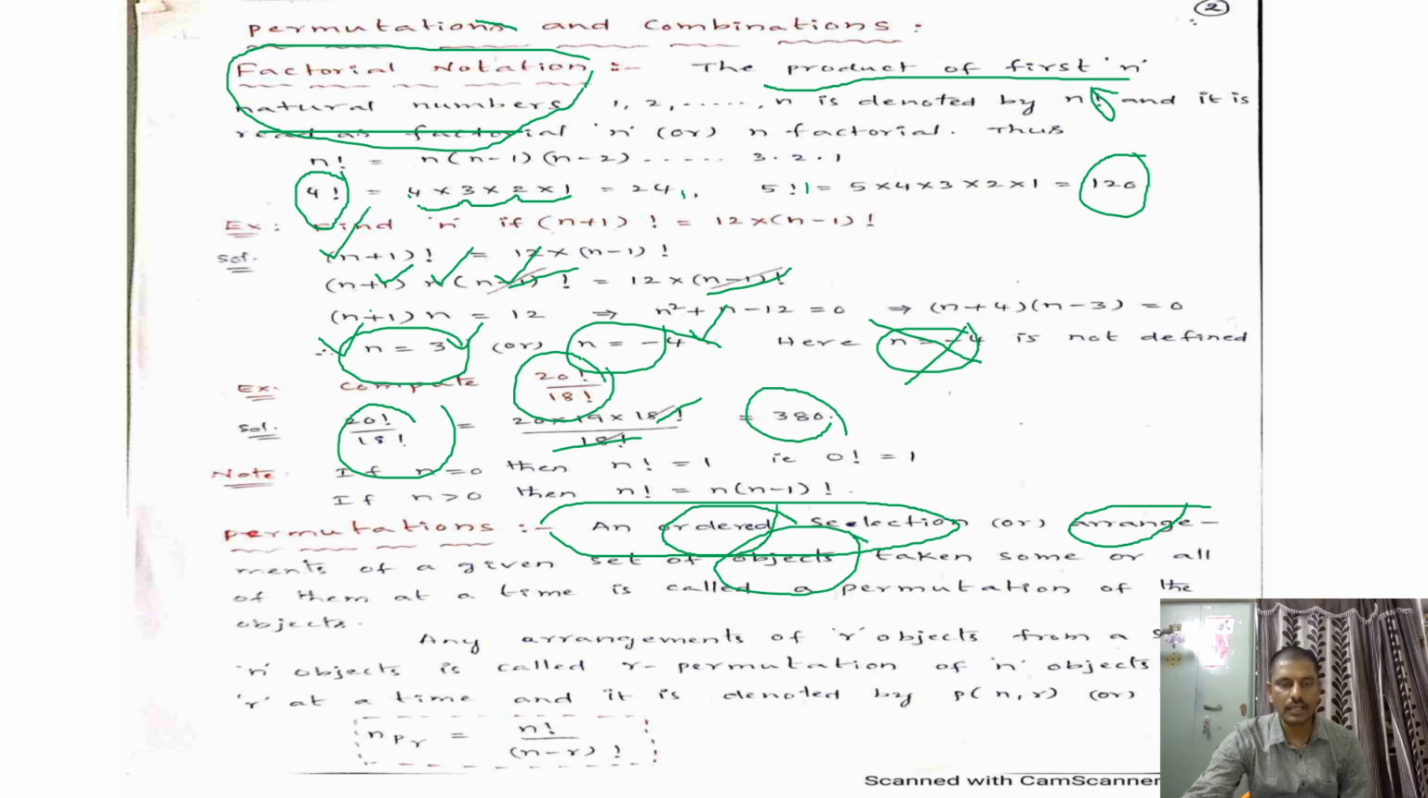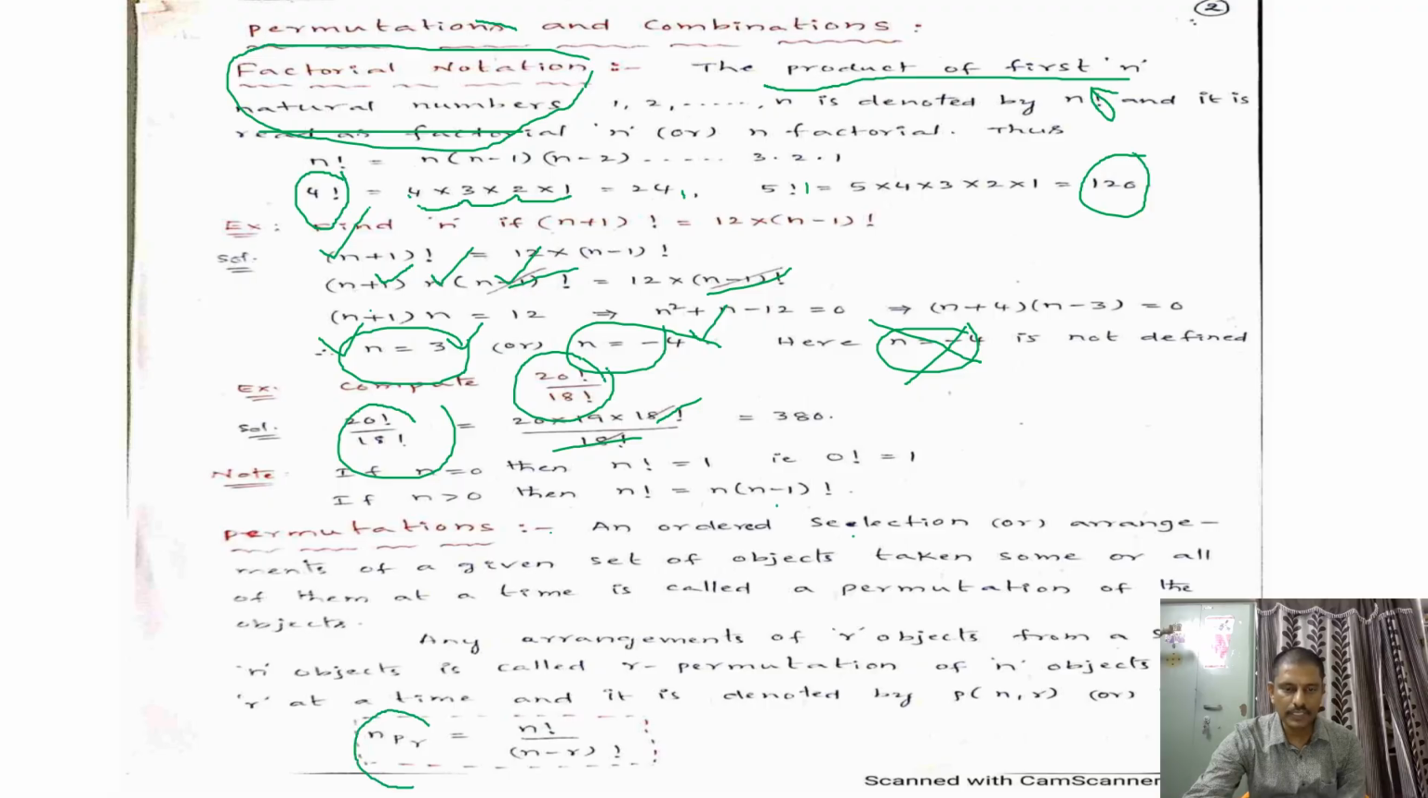Okay, some or all at a time. For example, if n objects are given to us, we take all n objects or some objects from the n objects, and if we arrange those objects, then that is called a permutation. Now what is the formula for permutation and how do we denote permutation? Permutations can be denoted by the notation nPr.